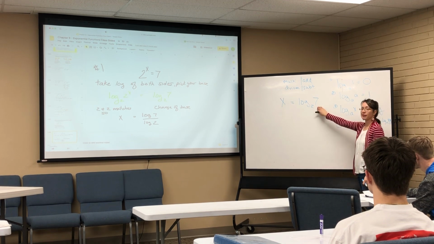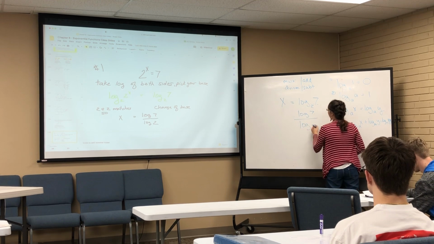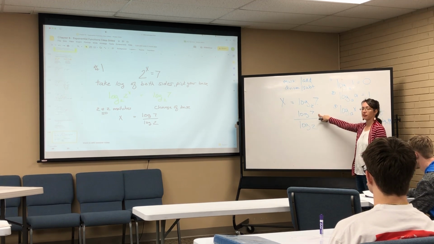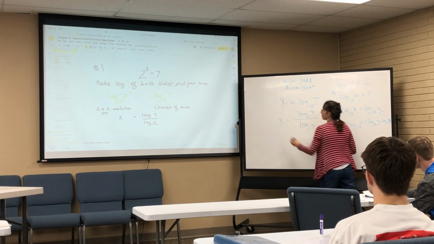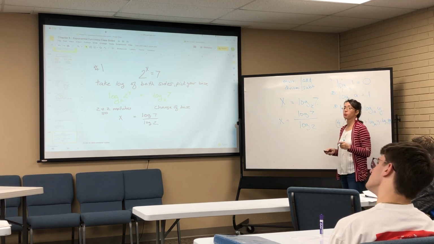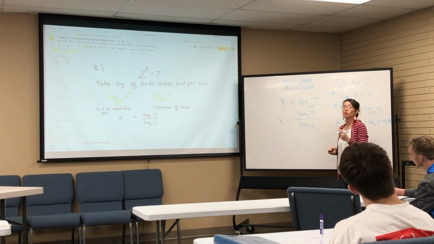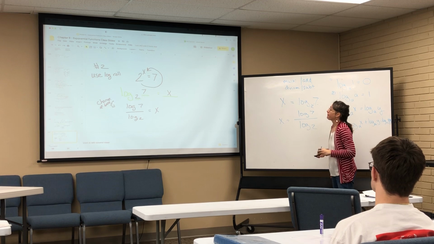Can I solve this on my calculator like this? No. But I can solve it if we use change of base. Now I can plug in log 7 into my calculator, get a number, plug in log 2 into a calculator, get a number, and divide them and get an x value. Sometimes the most difficult part about this process is figuring out which step you need to use. And I understand that.